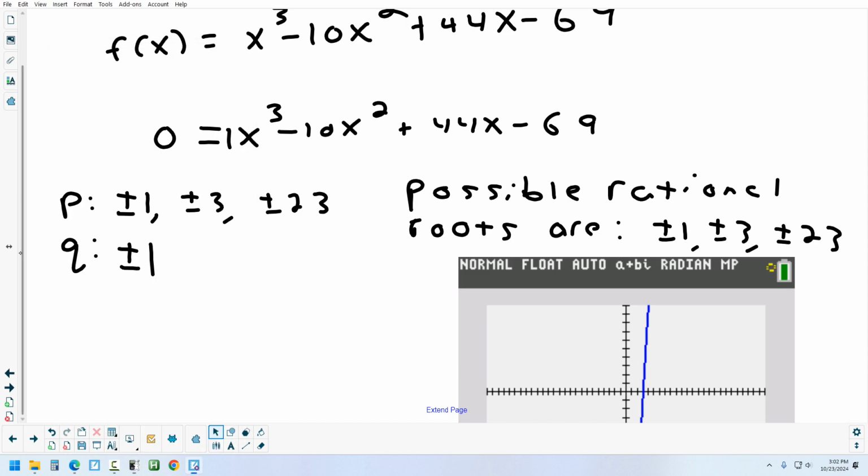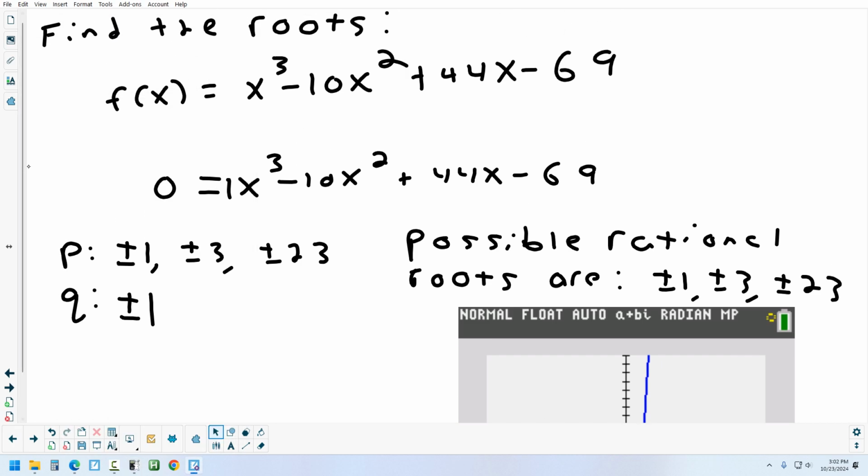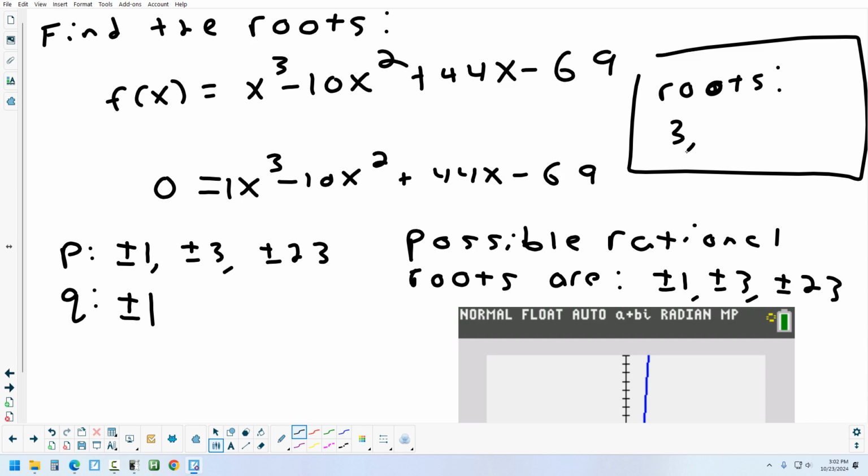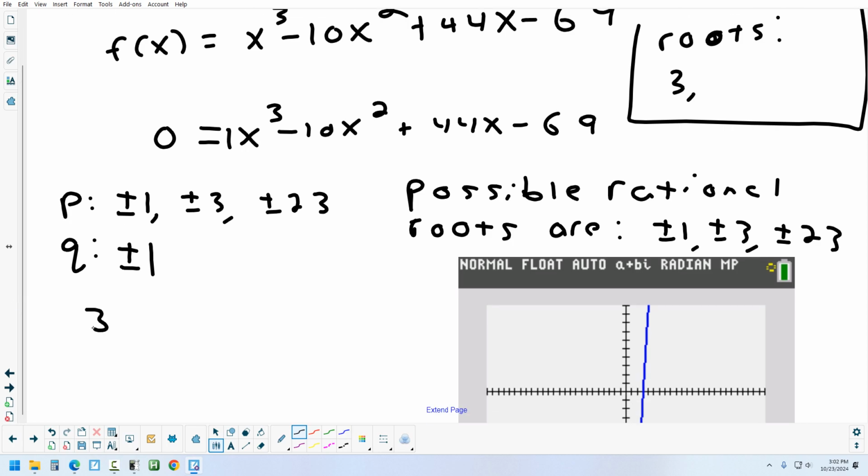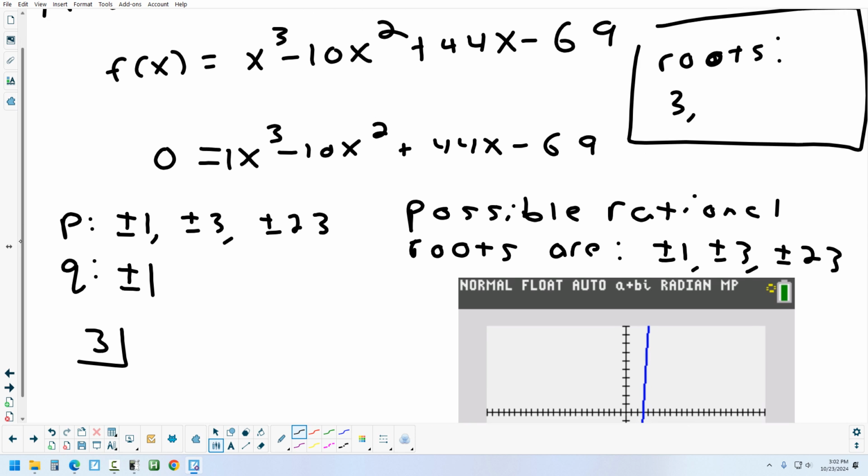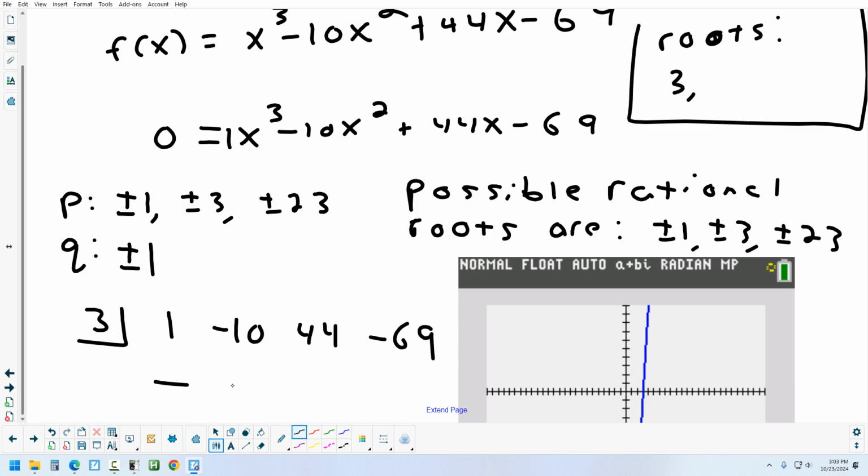So let's start making a list. Over here, we'll put our roots. So we have 3. And now, what are we going to do with that 3 to turn this cubic into a quadratic? Synthetic division? Yep. So we're going to divide through by the root. So we put 3. What would be my coefficients for my numbers on the inside? 1, negative 10, 44, negative 69. Perfect.